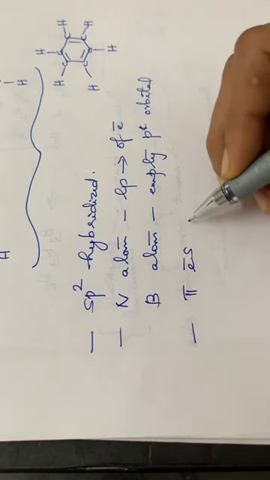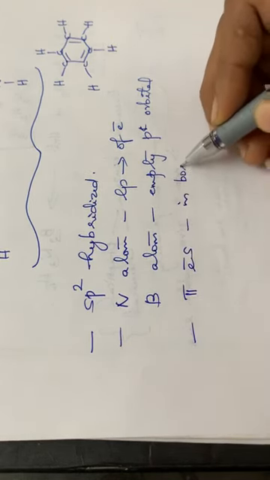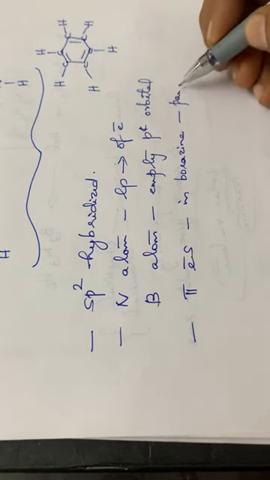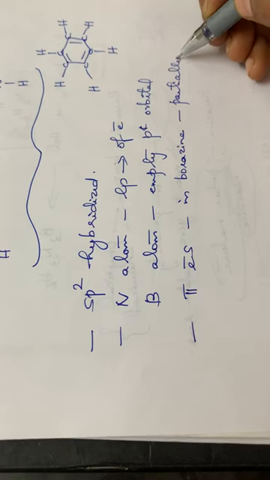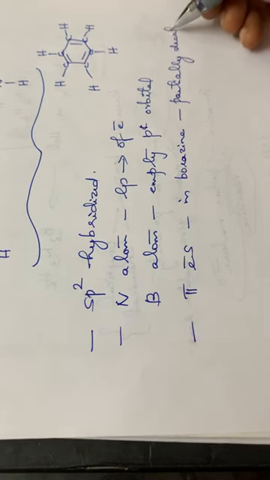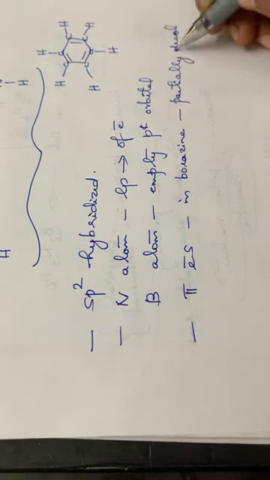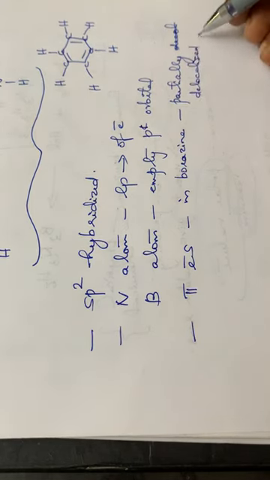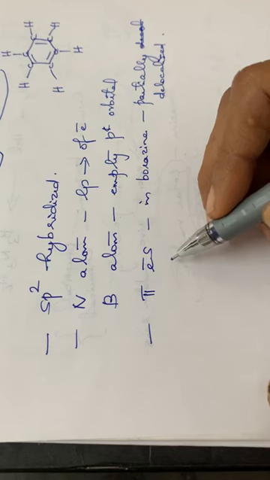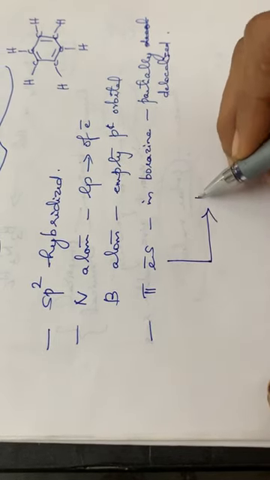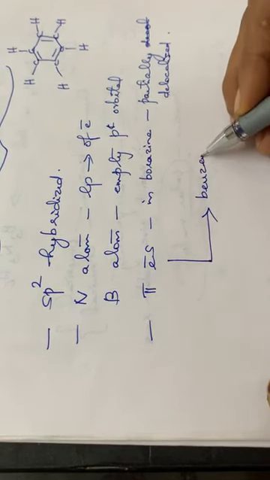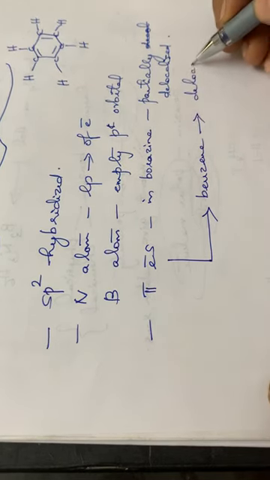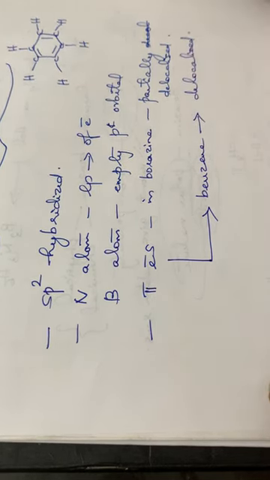Then one more thing is that in the case of boracene, the pi electrons are partially delocalized. But in the case of benzene, as in the case of the previous compound, the pi electrons are completely delocalized. That is one of the differences between boracene and benzene.